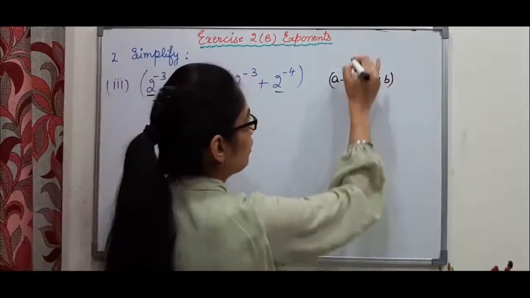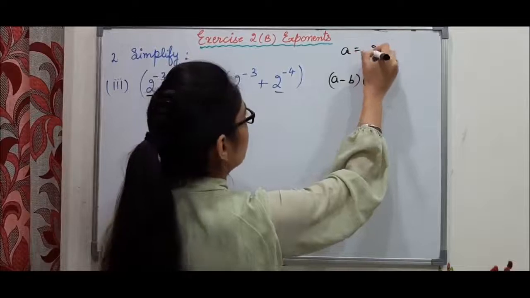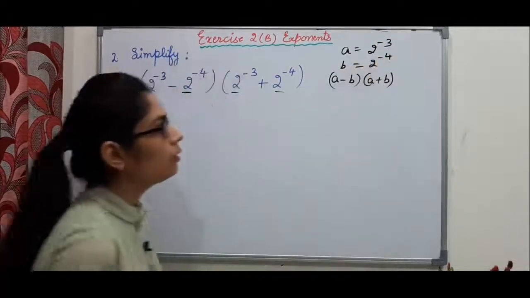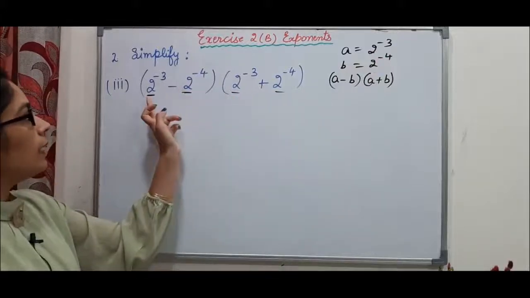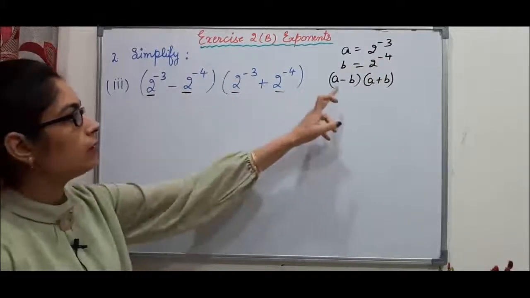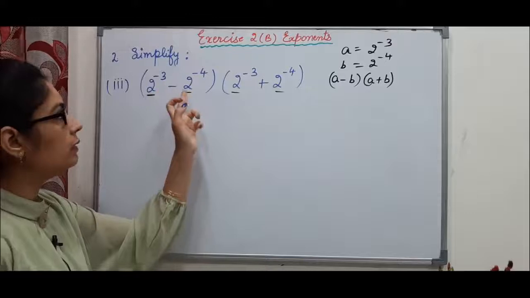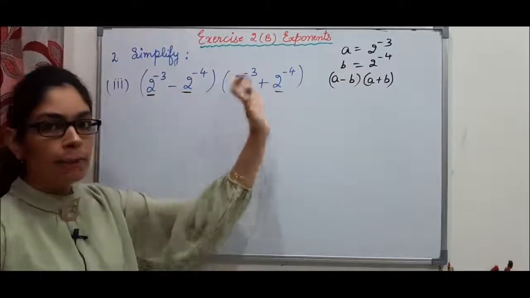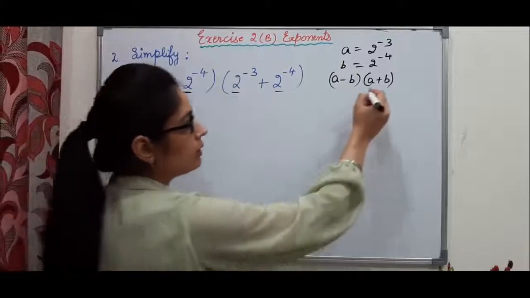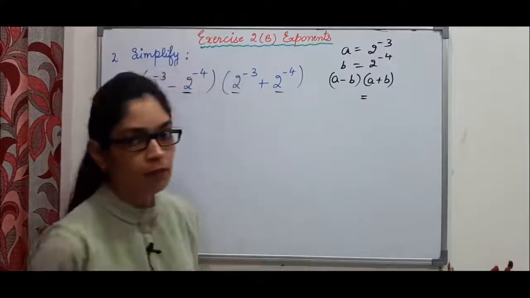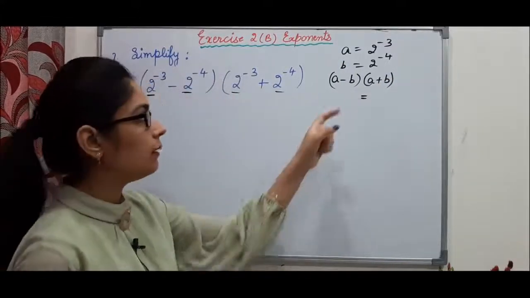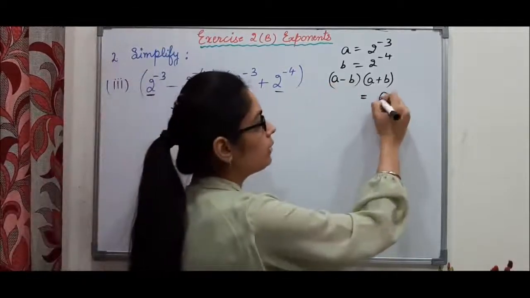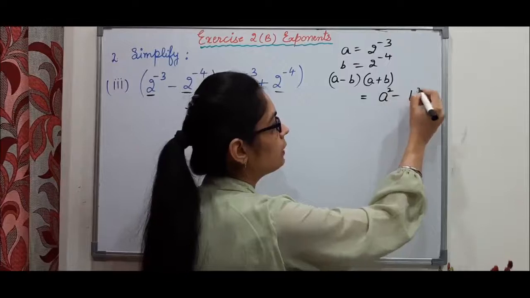So my a is equal to 2 to the power minus 3 and b is 2 to the power minus 4. See, a minus b, a is this 2 to the power minus 3 and b is 2 to the power minus 4. Here same thing, a plus b. So when we have this type of expression, we can use this identity, that a minus b into a plus b is equal to a square minus b square.